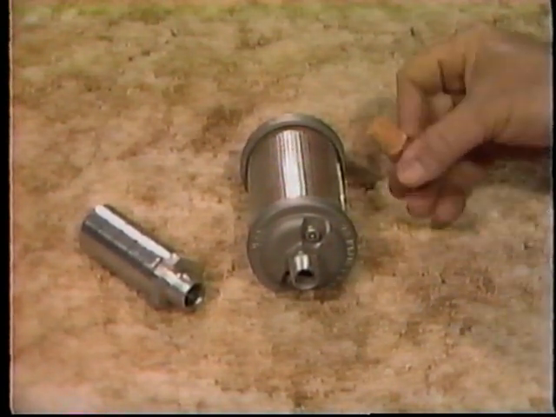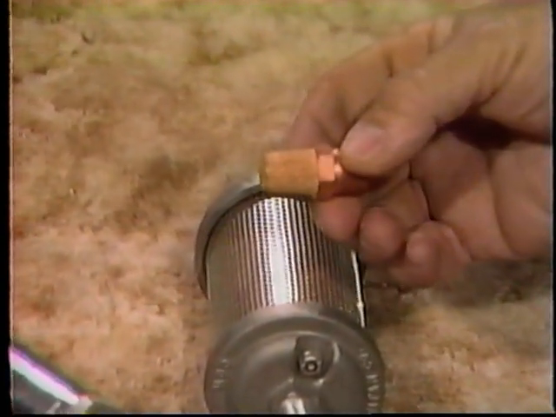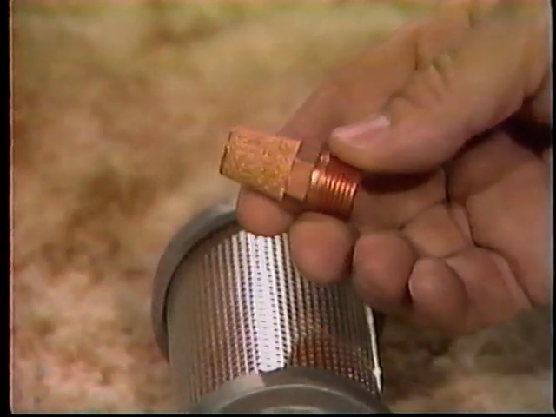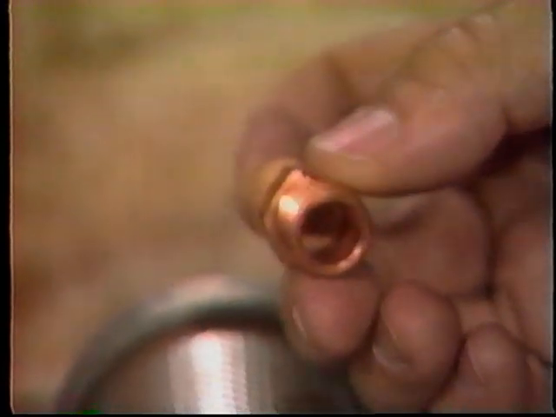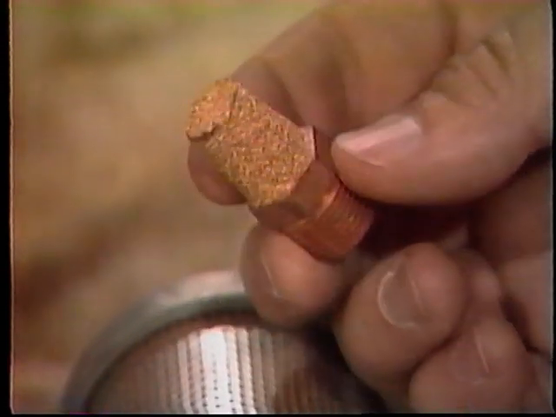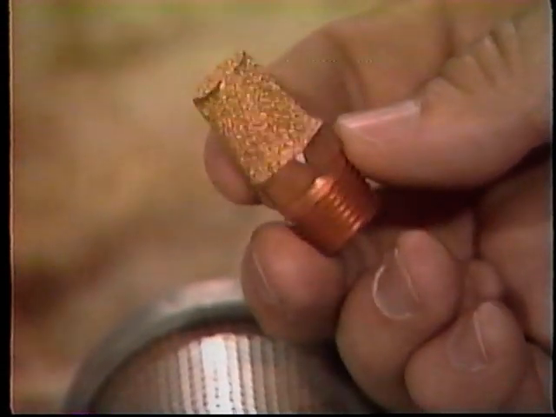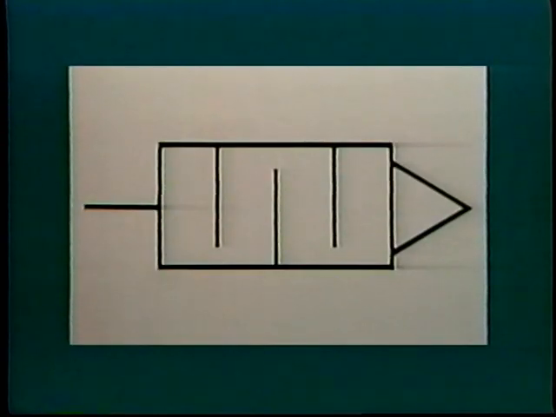Some silencers, like this one, are made from porous substances. As the air exhausting from the system diffuses through the small openings, the air energy is absorbed and the noise is reduced. The pores in these units can become clogged, so you should be careful to give them regular maintenance and keep them clean. Here is the symbol used to represent a silencer or muffler on a system schematic diagram.